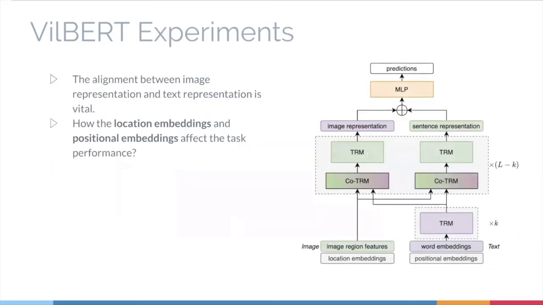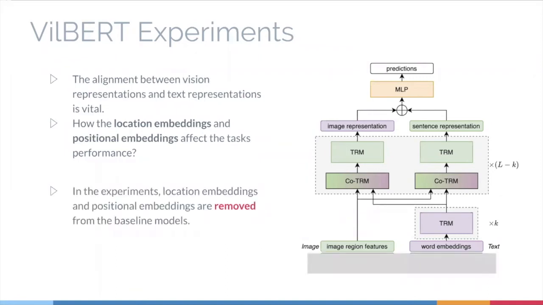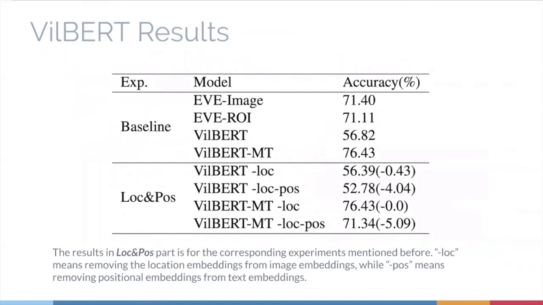The alignment between image representation and text representation is vital. So how the location embeddings and positional embeddings affect the task performance is very interesting to explore. In the experiments, location embeddings and positional embeddings are removed from the baseline models. Here we list all the experiments we did before.